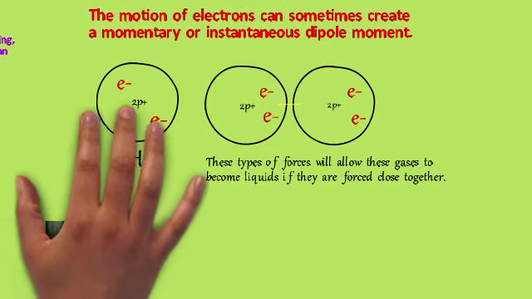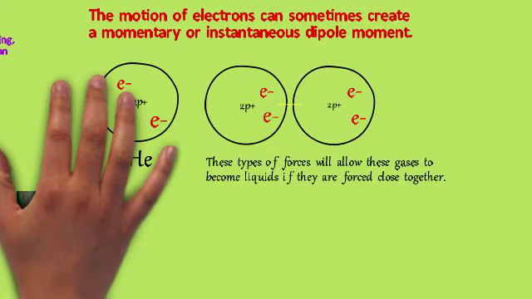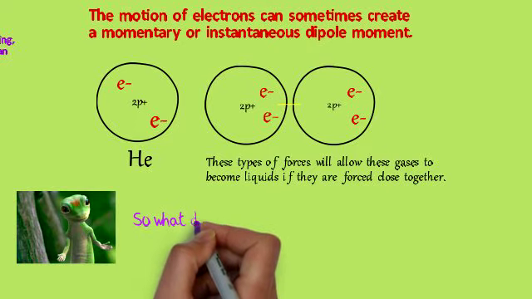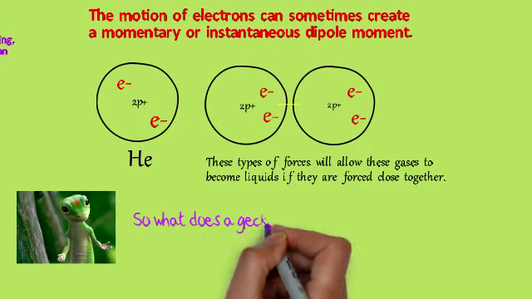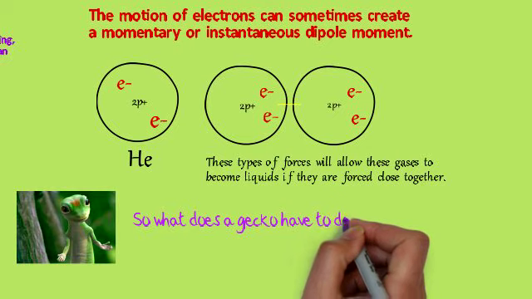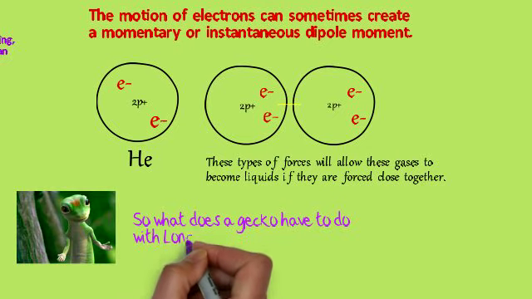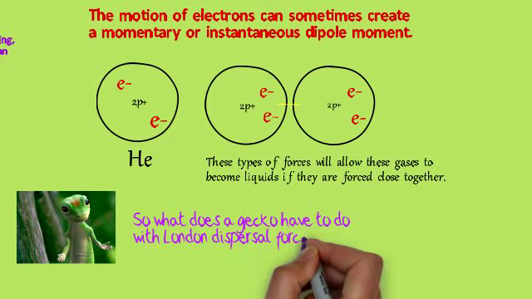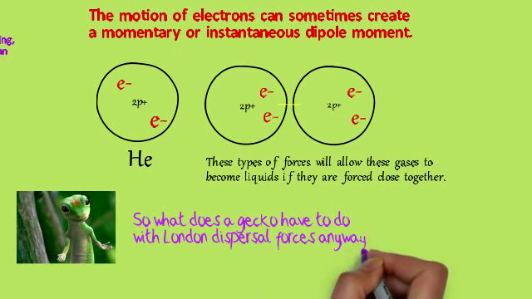Which brings us to the third question. And the third question has to do with this little guy. So what does a gecko have to do with London dispersion forces anyway? Do you know? Here are the answers to the three questions. A little crab is going to come and he's going to give you the answers.